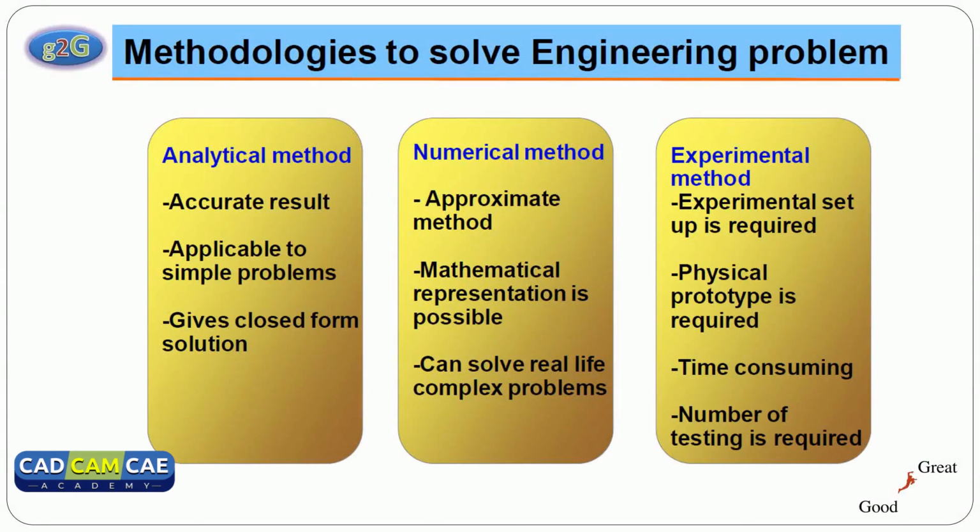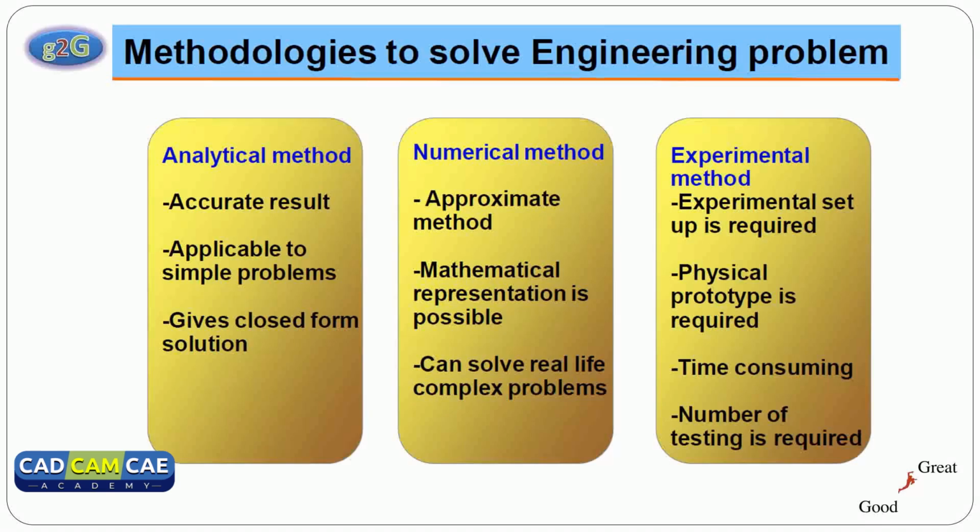Experimental method. In the experimental method, an experimental setup is required and sometimes it is very costly. It means a physical prototype is required for the analysis. The process is time consuming and a number of tests are required for the perfect solution.